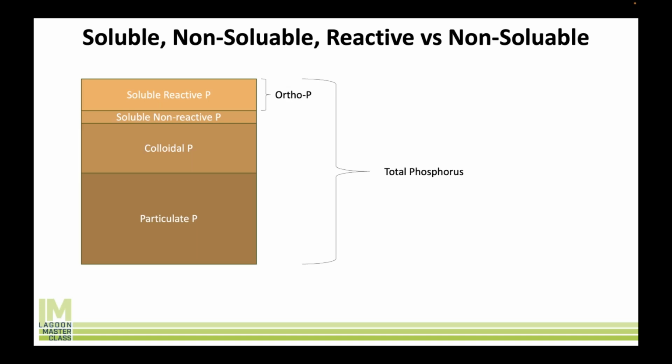We've got soluble reactive phosphorus, or ortho-P, orthophosphorus, orthophosphate, and this is just one form. Then you've got soluble non-reactive, and that's usually a very small portion of your overall phosphorus coming into the plant. The tricky part is that if you're trying to meet really, really low limits, you can't do much about this soluble non-reactive. It's literally dissolved in the water.